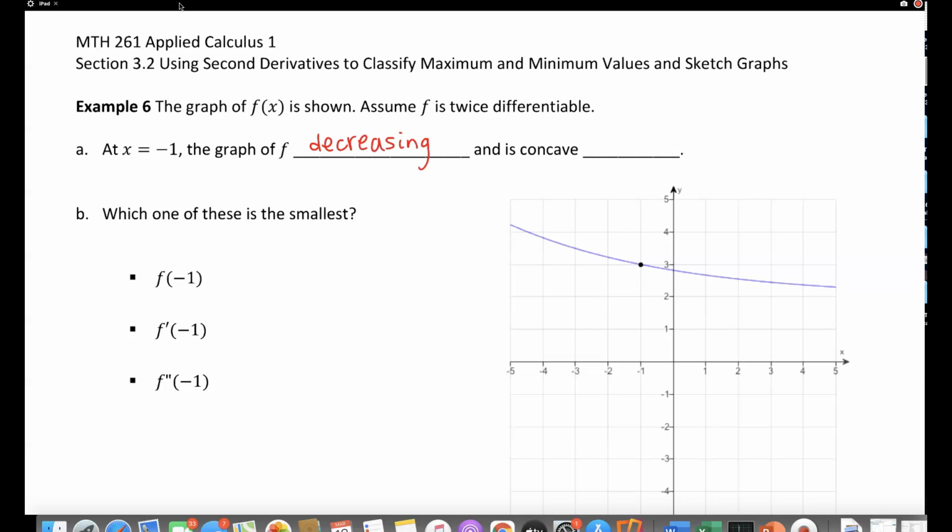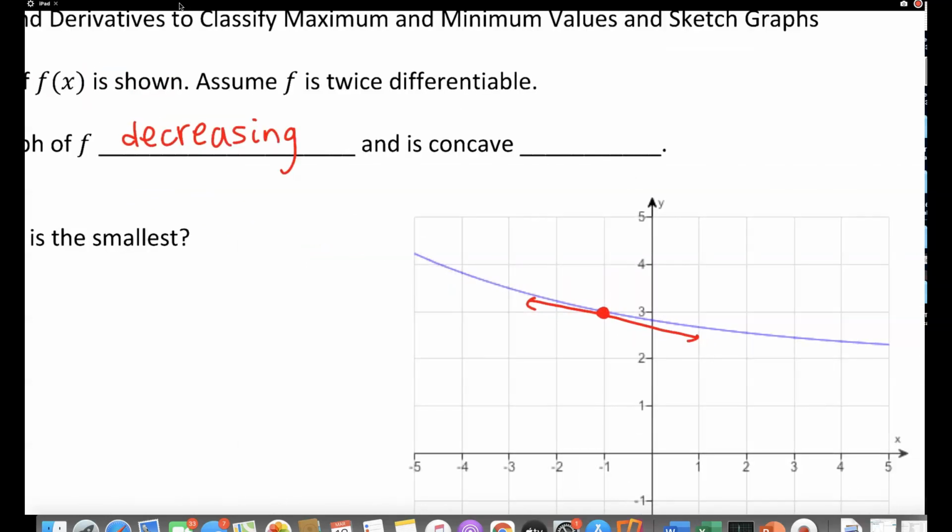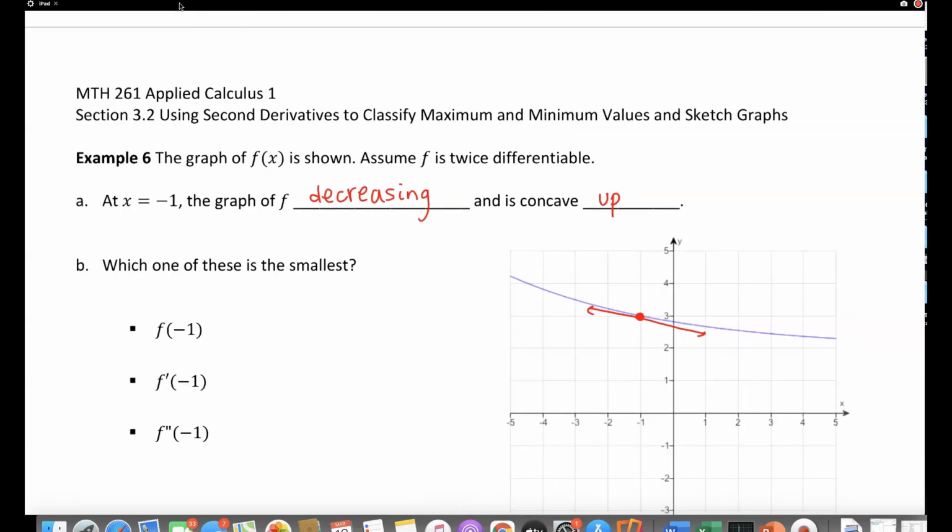And it is concave. Well, imagine, try to sketch some tangent lines at this point -1. If I draw a tangent line, wouldn't the tangent line be below this curve? Okay, I'll be able to sketch a tangent line like that. The graph will sit above this tangent line, and remember what we say, if that happens, we say the graph is concave up.